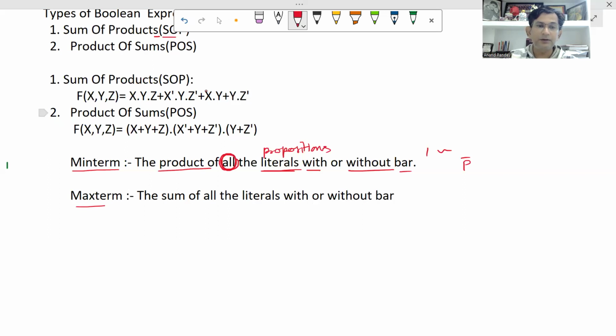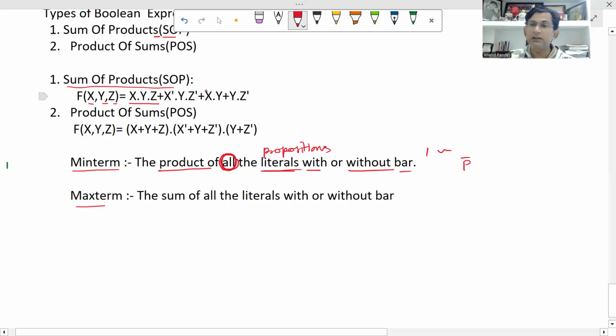Let me show you an example of a min term in this previous SOP expression. Min terms are used in SOP. Please remember that. You can see this Boolean function has three propositions, x, y, and z. This term has all the literals, x, y, z, all three propositions, with or without bar. So this term is a min term. This is also a min term; all the propositions are there with or without bar. And this is also a min term. This term also has all three propositions, x, y, and z, with or without bar.